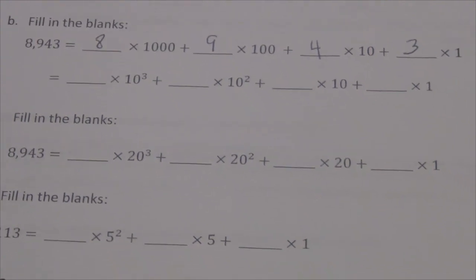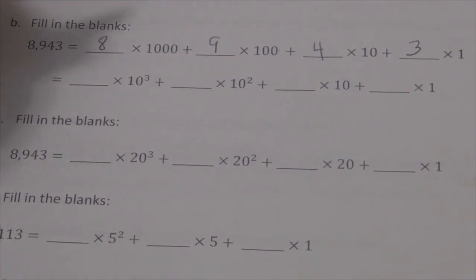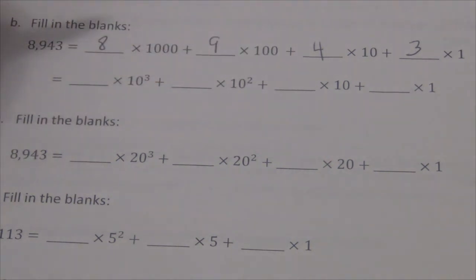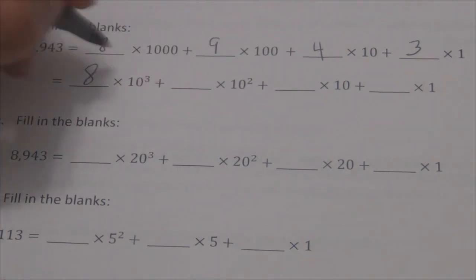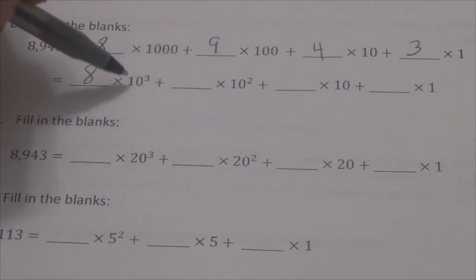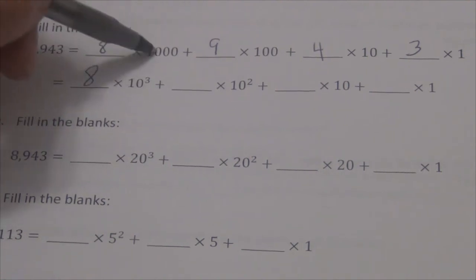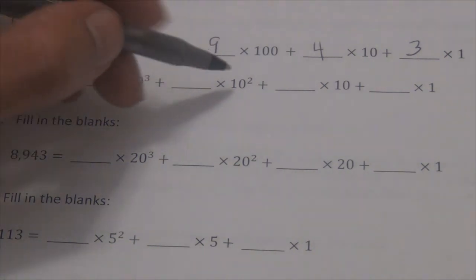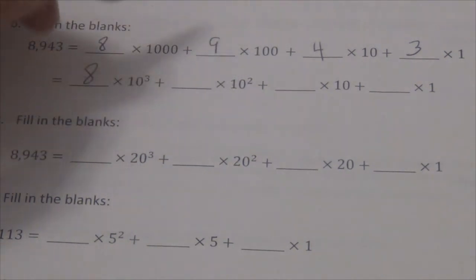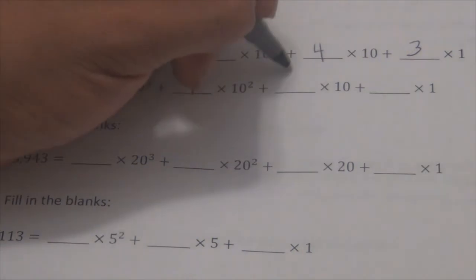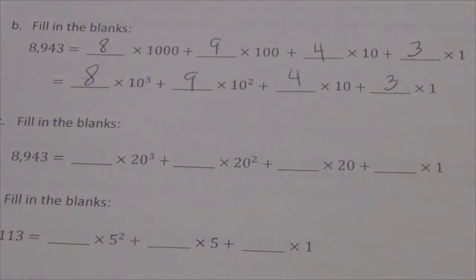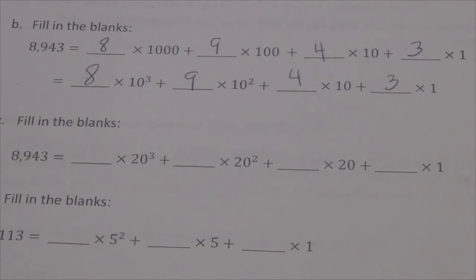Okay, now what else? Oh wow, now it's in exponent form, in exponential form. Okay, no problem. 8 times 10 to the 3 is 10 times 10 times 10, which is 1,000. So it should be 8 times 1,000. 10 to the second is 100, so still 9, 10, and then 3. Wow, that was difficult, right?